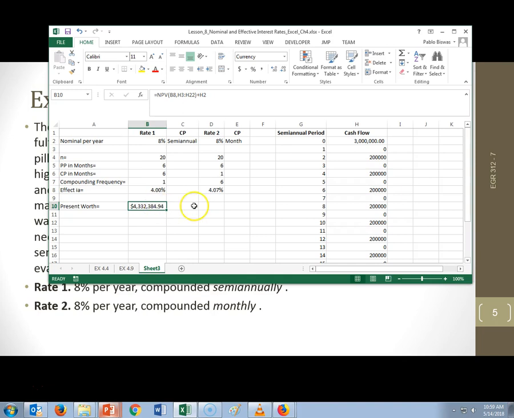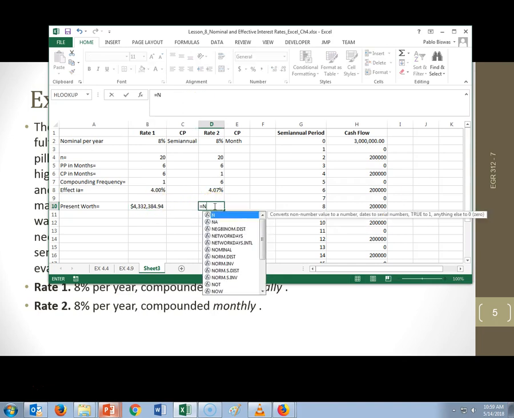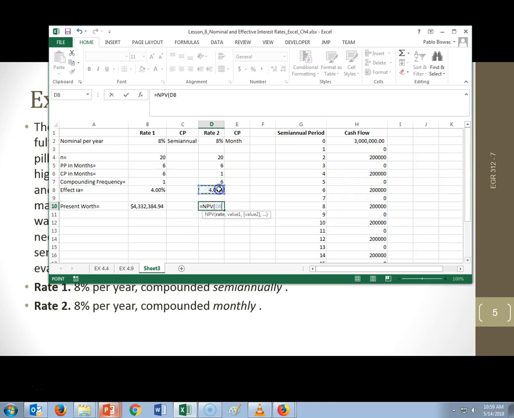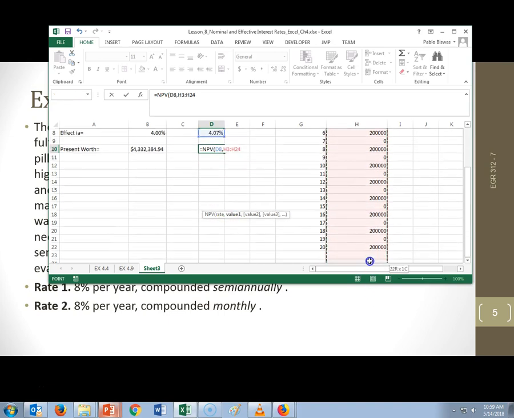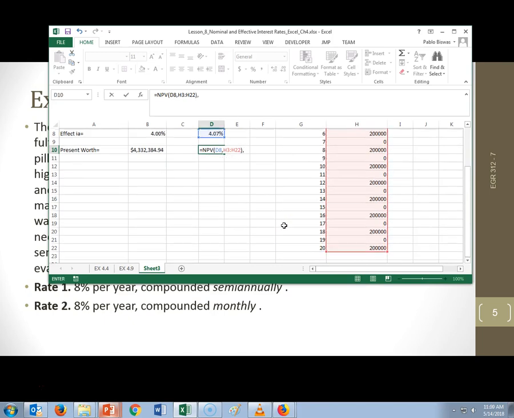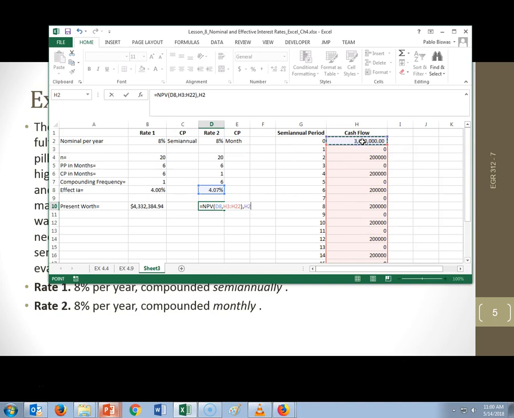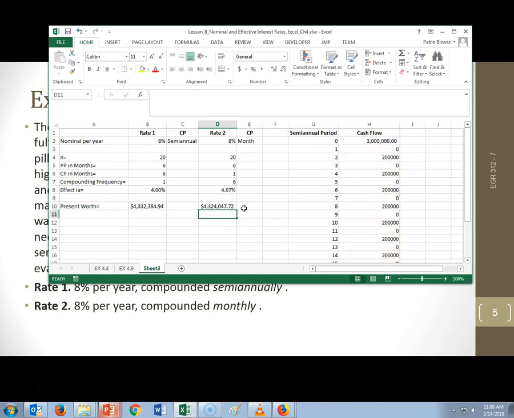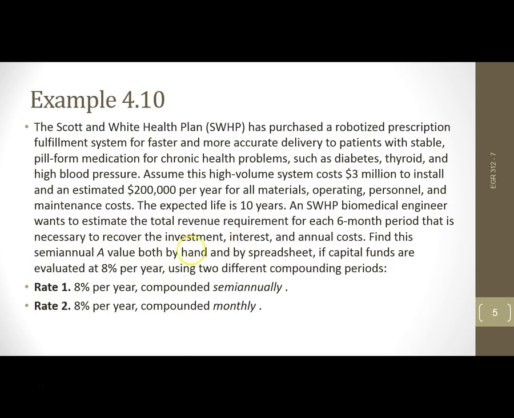For this one, the present worth will be exactly using the same thing. Let me just do again. NPV, in this case, your rate is 4.07, and the values are 1, 2 to the end, parenthesis closed, plus the first cost. Alright, so these are basically two different situations. Now, what else has it asked you to do?